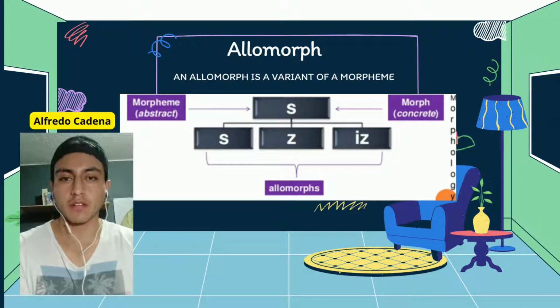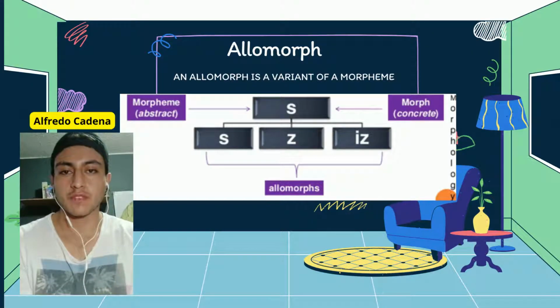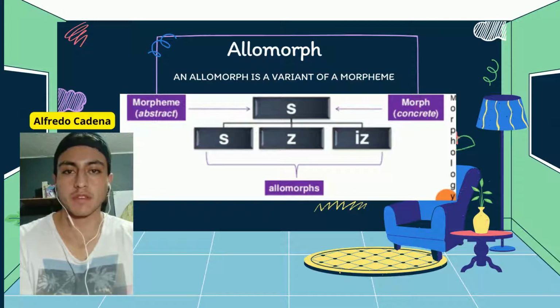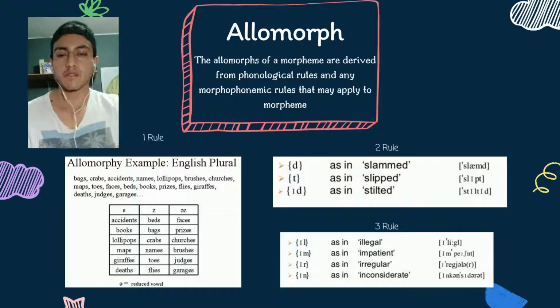Allomorph is a variant of a morpheme. Morphemes work the same way. A given morpheme might have more than one allomorph. Allomorphs are forms that are related to each other but slightly different depending on the surrounding environment. The allomorphs of a morpheme are determined by phonological rules and any morphophonemic rules that apply to the morpheme.